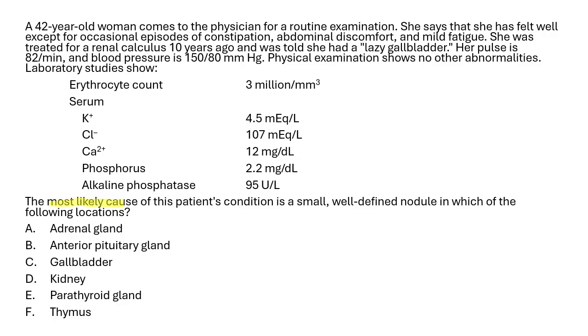And as always, I like to start at the end, figure out what they're asking, and then go back to the passage to get the information that we need to answer the question. So here they're saying the most likely cause of this patient's condition is a nodule in which of the following locations. So thinking about the styles of question we can get on Step 1, mechanism, diagnosis, or association, this sounds probably like a mechanism question. So we're going to find some symptoms and see if we can figure out what would explain it. A nodule where would explain it.